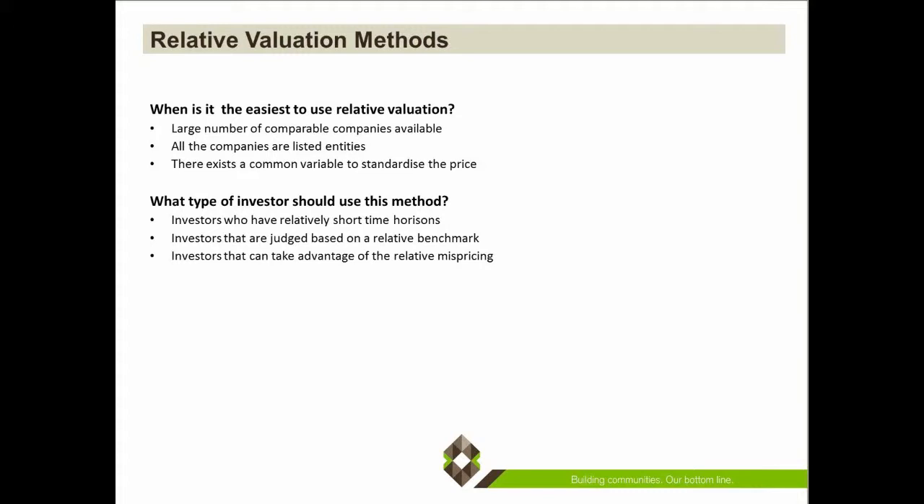If you're a portfolio manager and your portfolio comprises Top 40 stocks and you are judged against a benchmark, the ALSI or the JSE Top 40 Index. And then investors that can take advantage of the relative mispricing. So it could be that you are not in the market, that you are another company, and you are in the same space, and you can see that this company is undervalued, and you can buy it cheaper and consolidate that into your business.